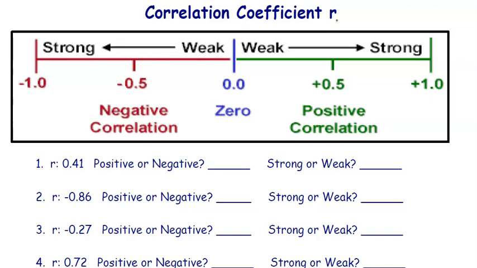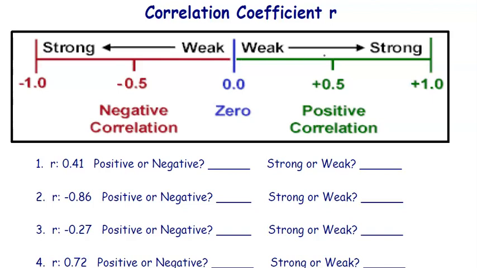Correlation coefficient R. We have numbers between -1 and 1. If you have it exactly in the middle, 0, that is no correlation. The further away from 0 on the left side would be a negative correlation. It gets stronger and stronger as it approaches -1.